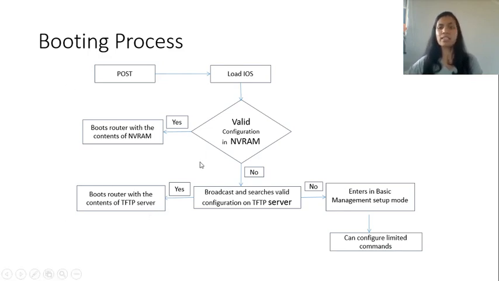In case the startup configuration file is not found on the TFTP server as well, then in that case the router is going to start from the basic management setup mode. In the basic management setup mode, you can configure a few limited configurations via the command line. If you want to get out from the setup mode, then in that case you have to press Ctrl+C. That will take you out from the setup mode and you will enter into the command line interface of the router.